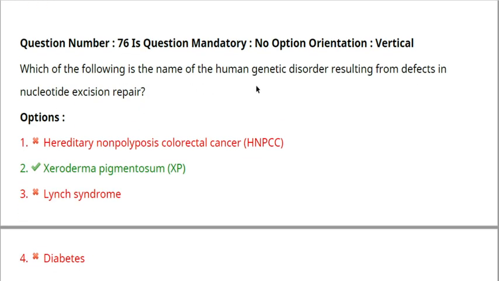Which of the following is the name of the genetic disorder resulting from a defect in nucleotide excision repair? If there is any defect in this nucleotide excision repair, what will occur? The disease name is xeroderma pigmentosum. At the same time, when there is a defect in DNA mismatch repair, it will lead to a particular syndrome. This syndrome is also called hereditary non-polyposis colorectal cancer, friends. Whereas you should know about the DNA repair diseases. For example, if there is any defect in the double strand break repair system, it will lead to Alzheimer's disease.